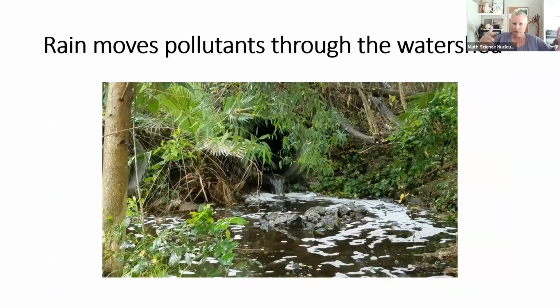Now, as rain falls down on the streets and all, it's going to move all of our pollutants through the watershed. So this right here is some pipes that are coming in off of Walnut Avenue, almost towards the BART station. And as you see, what's happening with this white stuff? Some soap that was illegally dumped. Let's listen to Dr. Bluford.